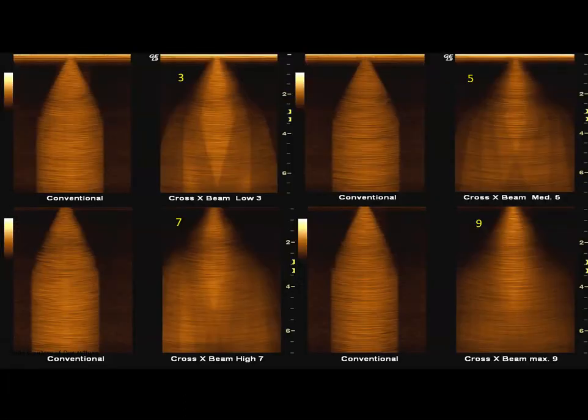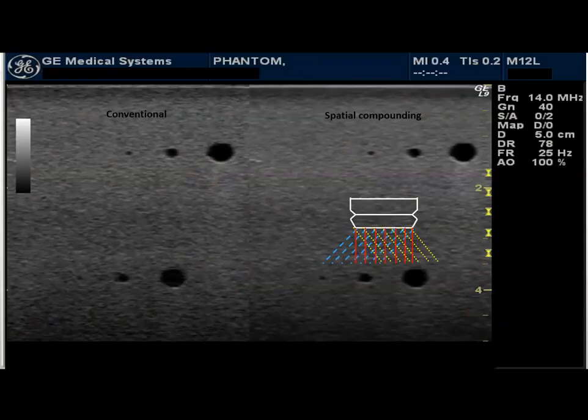So basically it's a way of saturating the image with multiple pulses, and so this averages it. And with conventional imaging, we're left with less detail when we're striking small reflectors than we are with the spatial compounding.